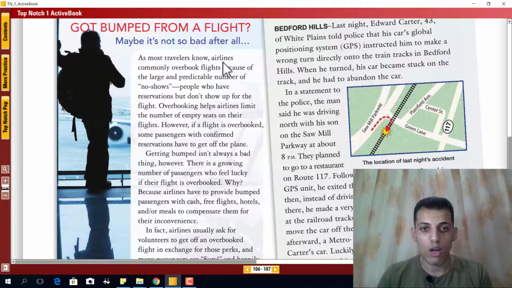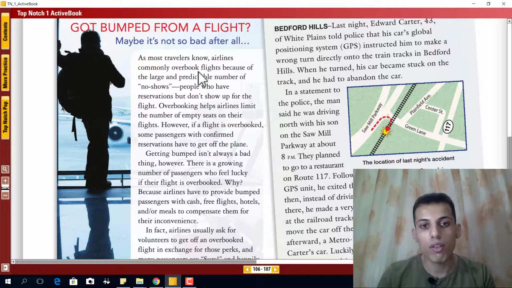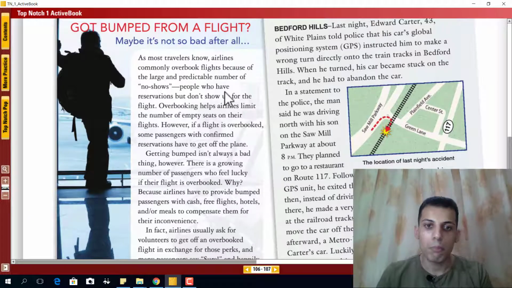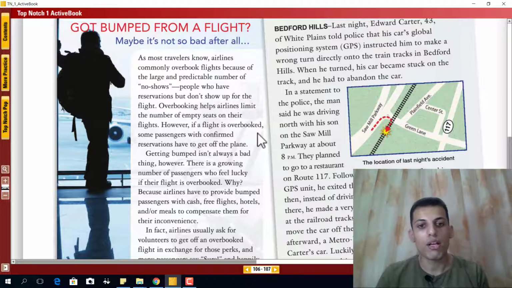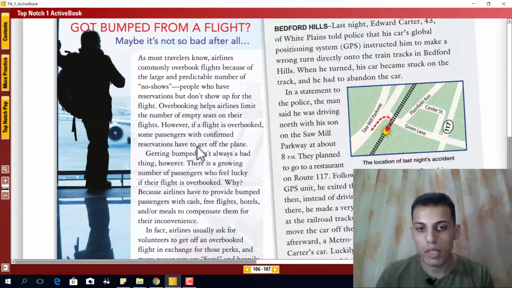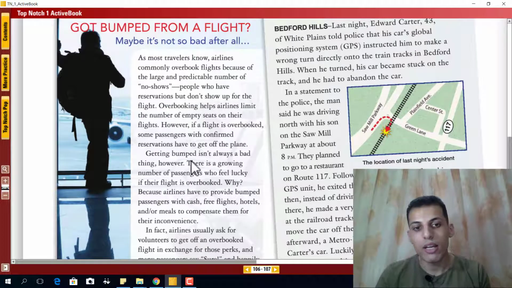As most travelers know, airlines commonly overbook flights because of the large and predictable number of no-shows, people who have reservations but don't show up for the flight. Overbooking helps airlines limit the number of empty seats on their flights. However, if a flight is overbooked, some passengers with confirmed reservations have to get off the plane. Getting bumped isn't always a bad thing.